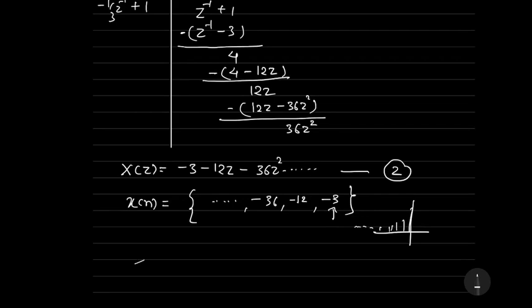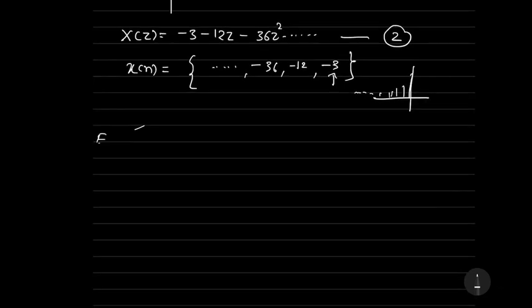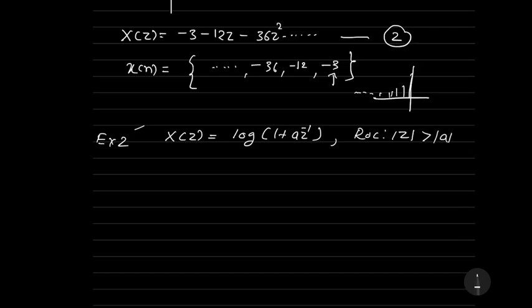Now let's take the next example. Example 2. We have to find the inverse Z transform of log of 1 plus a z to the power minus 1, and the ROC given is mod z greater than mod a. From this ROC, we must come to the conclusion that it is a causal signal, since the exterior of the circle is the ROC. We have to find this inverse Z transform using the power series expansion method. This is the question.